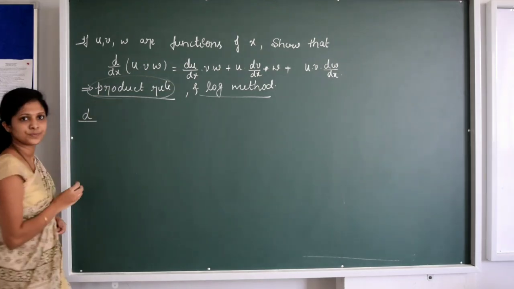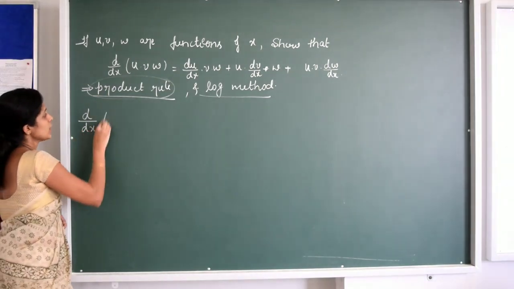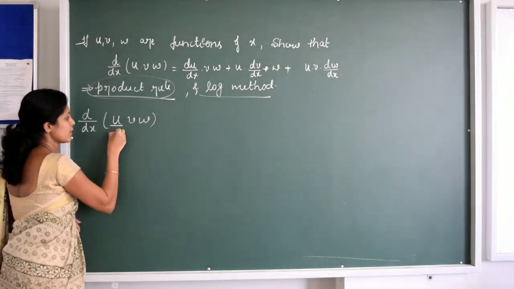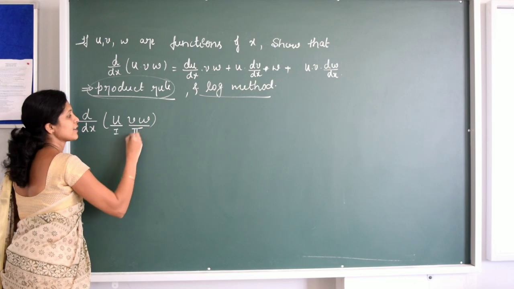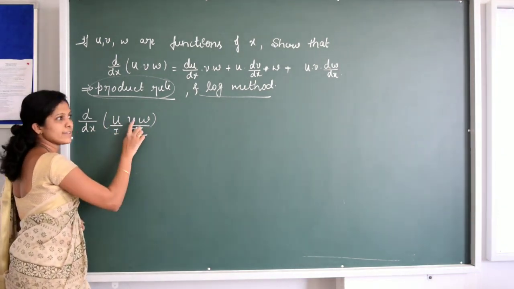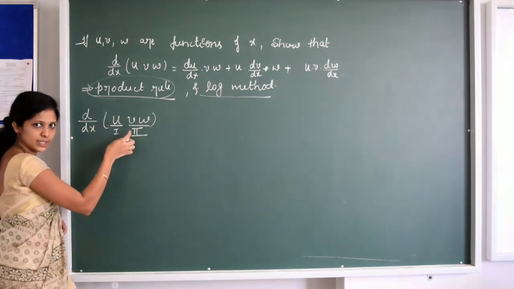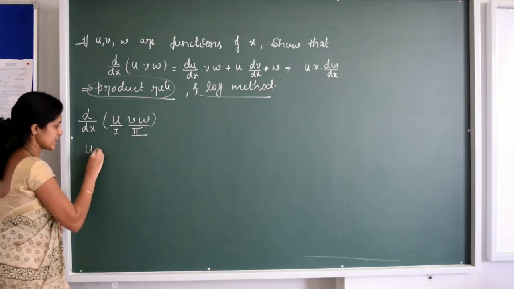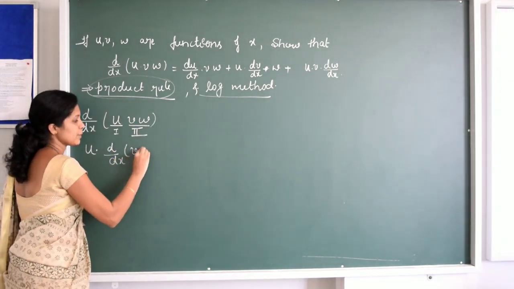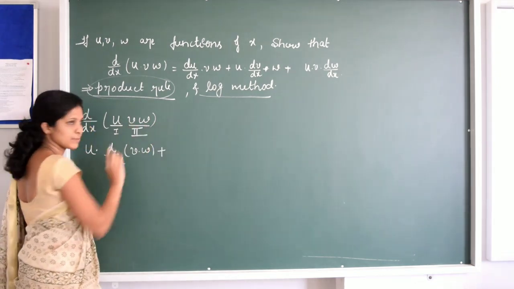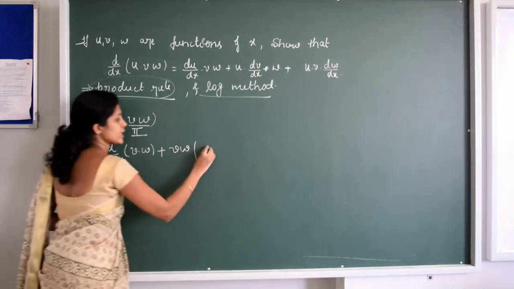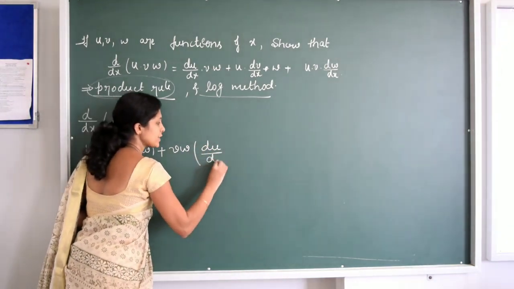Okay, product rule. d by dx of u, v and w. What we do is we will consider this as one function and this as a second function. Is it clear? u as one function and vw as the second function. In the second there are two functions. How to differentiate this? You have to keep the first function as it is, then d by dx of v into w, right? Plus you keep the second function as it is, that is vw, into the derivative of u with respect to x, which is du by dx.